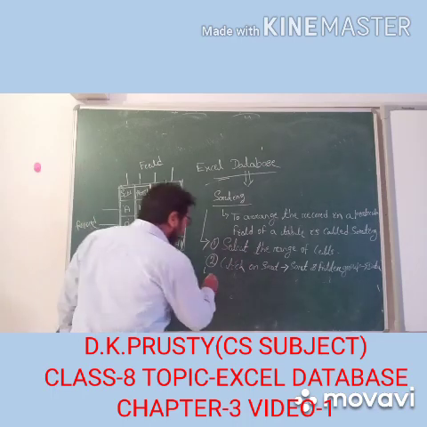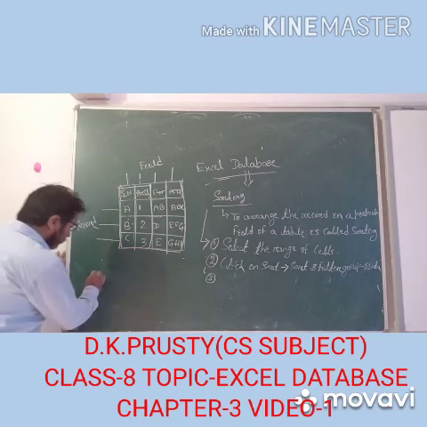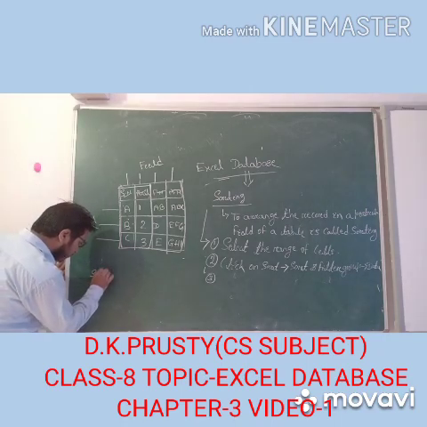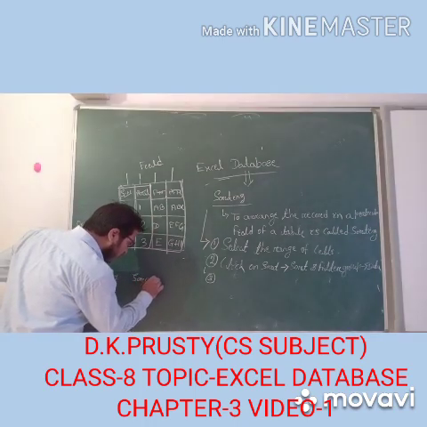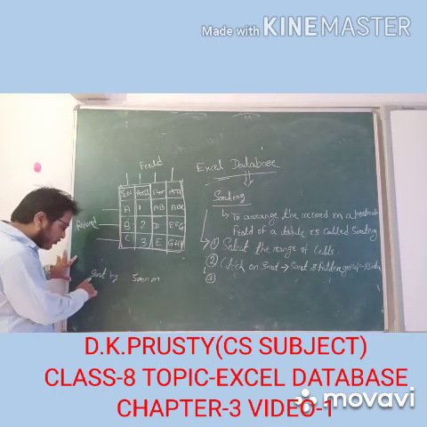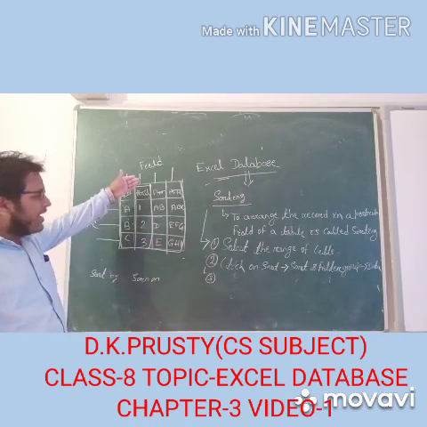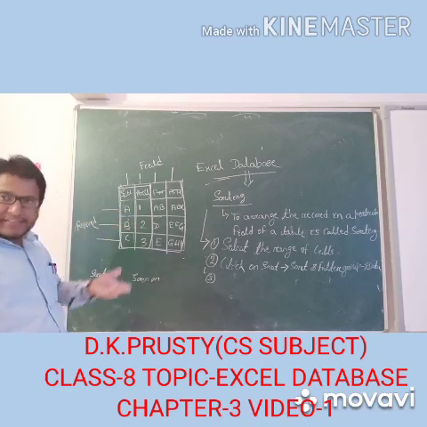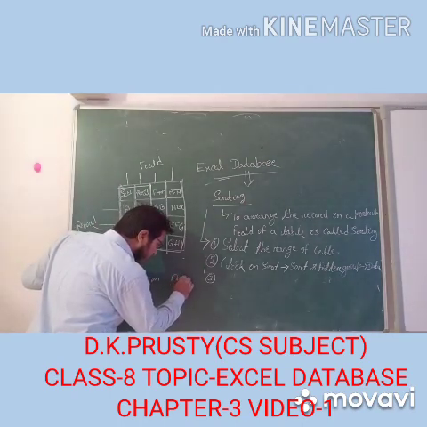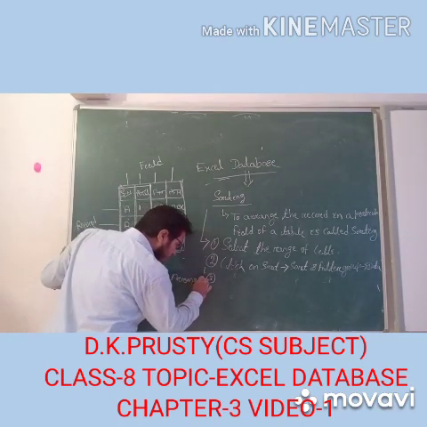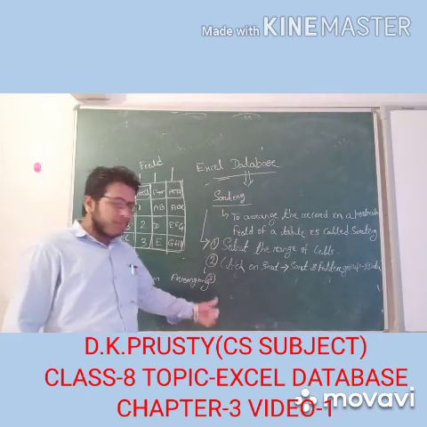Okay, students? After you click on the sort option, three options will be displayed. One is sort by, one is sort on, and another one is order, that means you are arranging the data in ascending or descending order. Sort by, sort on, order. Is that clear?